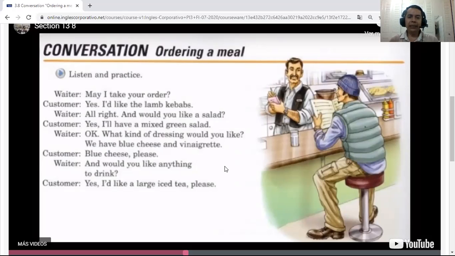We have blue cheese and vinaigrette. Blue cheese, please. And would you like anything to drink? Yes. I'd like a large iced tea, please.